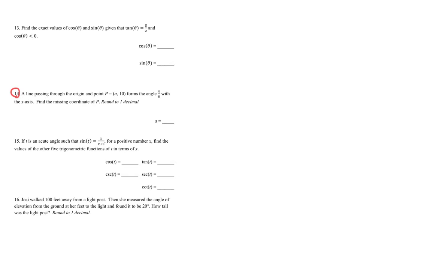Okay, so we have a line passing through the origin at the point A, comma 10, and forms an angle pi over 8 with the x-axis. Okay, so we'll go ahead and draw that picture. If this is my origin, then I have a line that passes through the point A, comma 10. So that makes a little triangle right here. Okay, beautiful. So then I know that my height right here has to be 10 because that's my y-coordinate of the point P, and I want to know about this distance A right here. Okay, so we also know that the line P forms an angle of pi over 8.